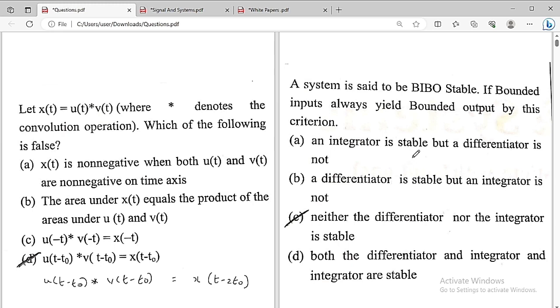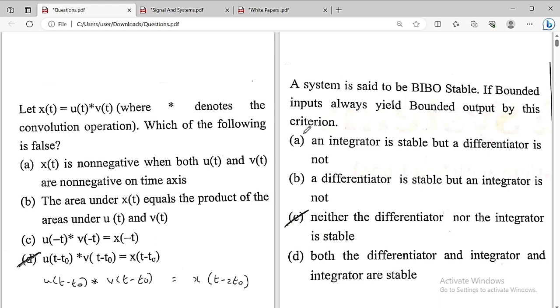Basically, BIBO stability means that for every bounded input, if you get a bounded output, then only can we say the given system is stable. From this statement, we need to figure out the stability of the differentiator and the integrator. Out of the four options, option C, neither the differentiator nor the integrator is stable, means both are unstable systems. This is the true statement.